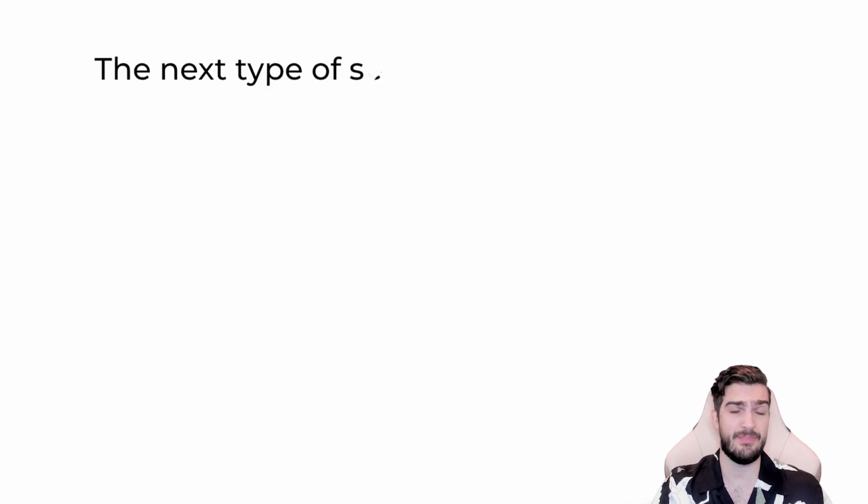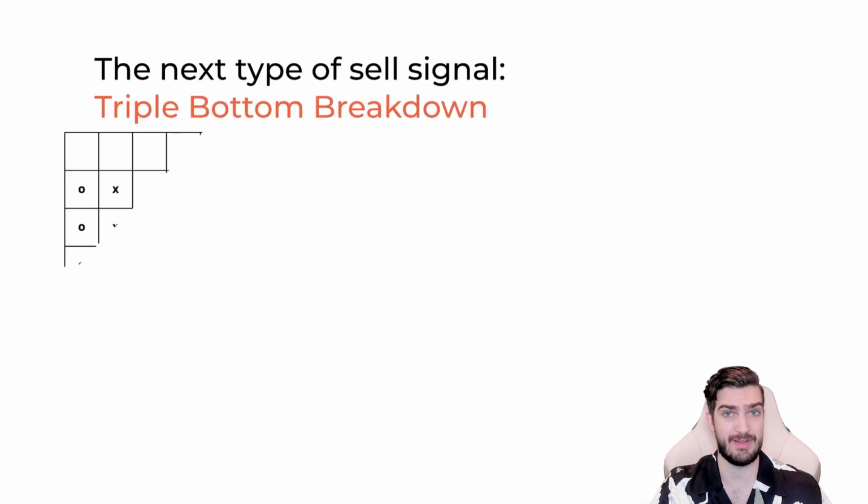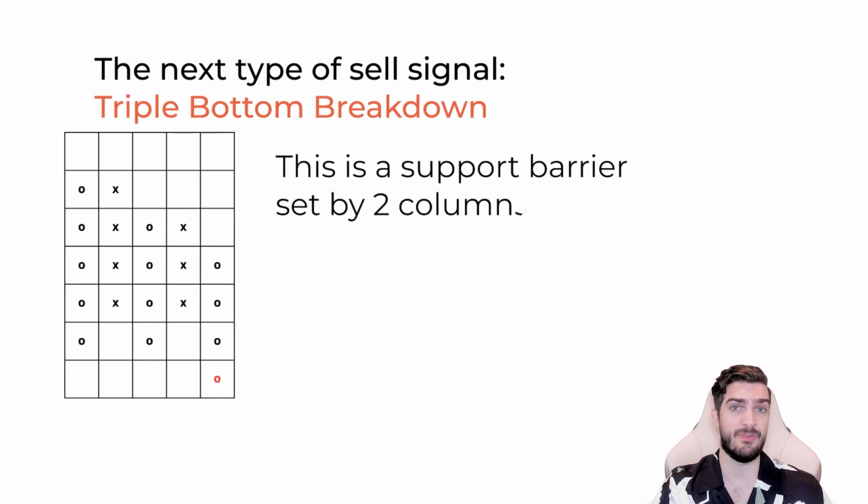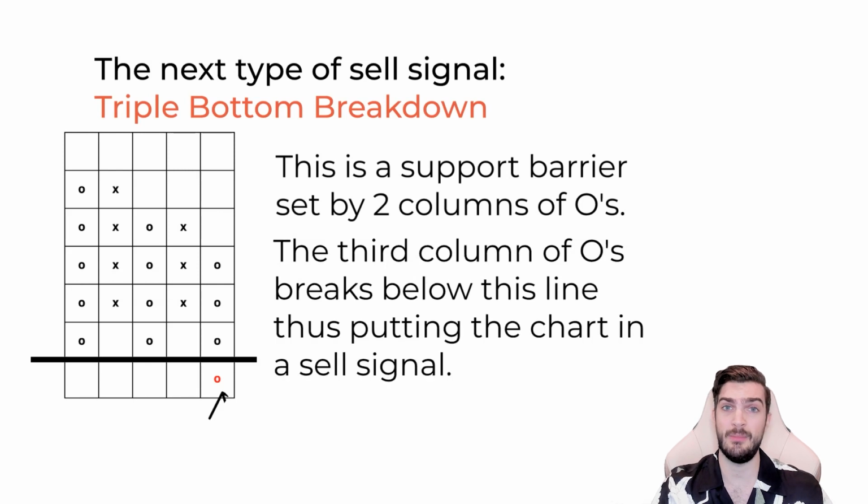A little bit on top of that, we have our triple bottom breakdown, which, just like the triple top breakout, is two columns of O's that reached but did not go below a certain point, which creates a support barrier there, with the newer column of O's breaking down below those two previous columns of O's and that support barrier.